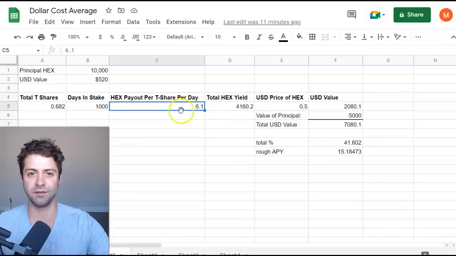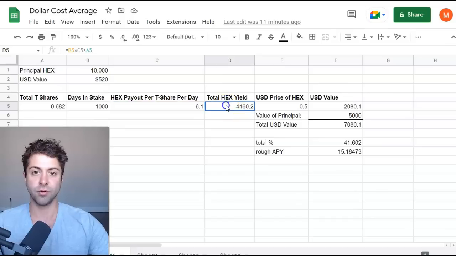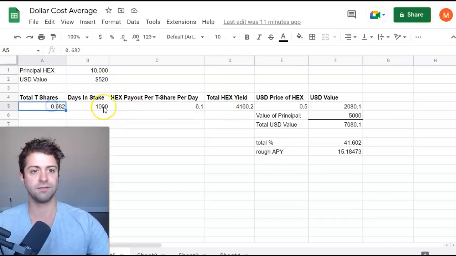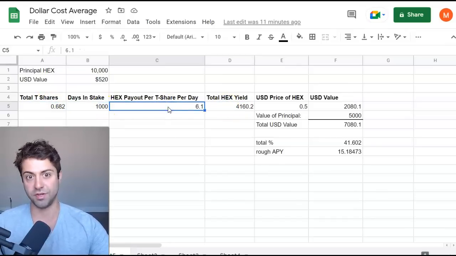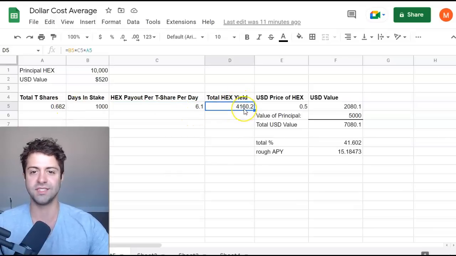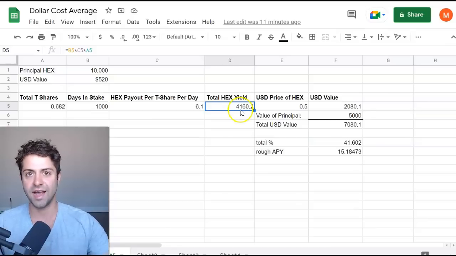So even with these conservative values, with a steady 6.1, you're still making your total yield, which is very simply T shares times days times HEX per T share per day. So these three numbers multiplied give you 4,160 HEX in yield. That's how much HEX you earned.